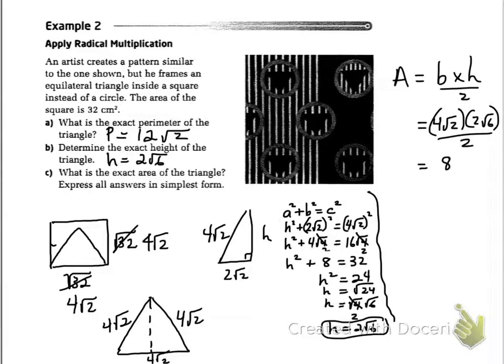When we multiply it out, we're going to get 8 root 12 over 2, which is 4 root 12. But we're not done yet, because root 12 can break down into root 4 times root 3, and root 4 times root 3, that'll be 4 times 2 is 8 root 3. So there's our exact area of our triangle.